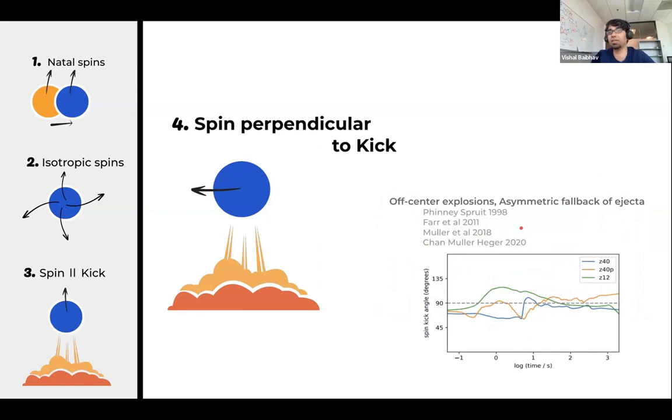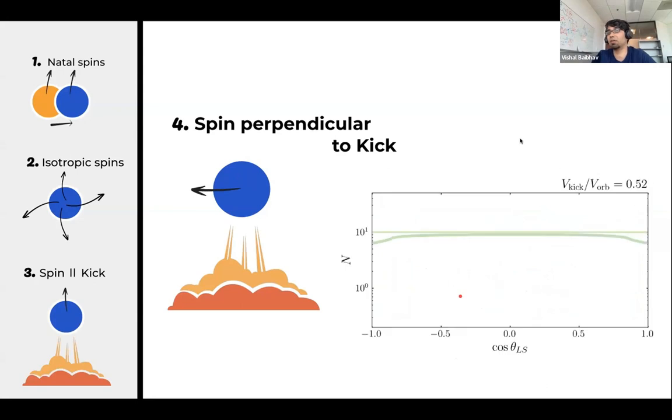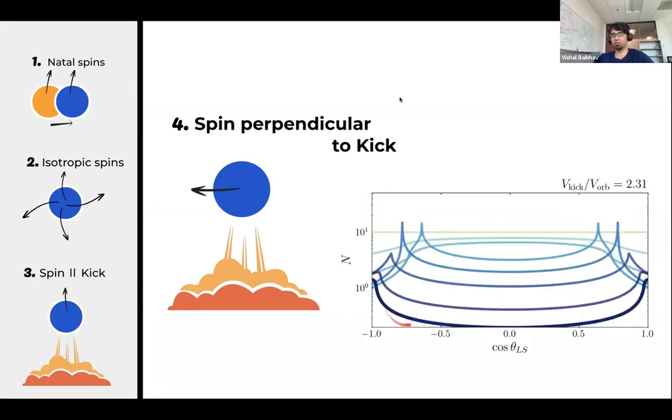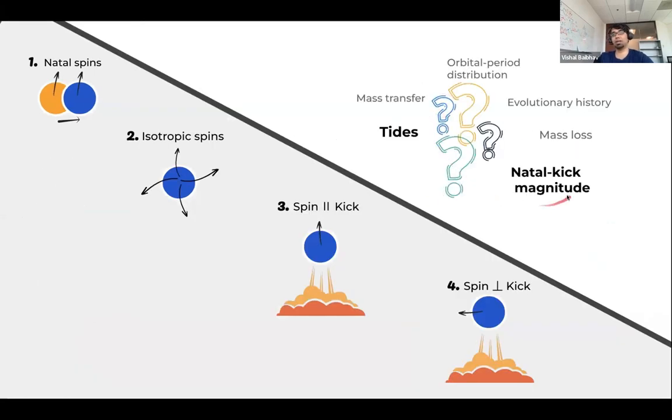For example, tides. What are the natal spin and natal kick magnitudes? What the mass loss is? Is there any mass transfer? So today we'll only look at two.